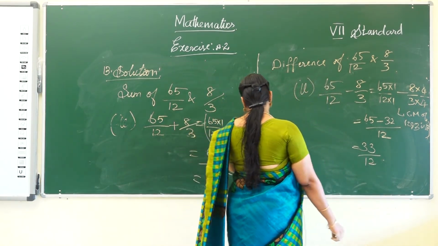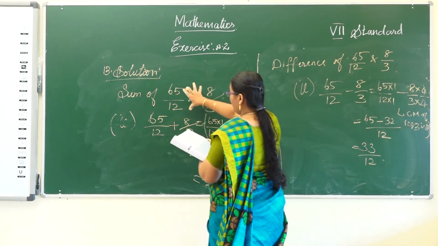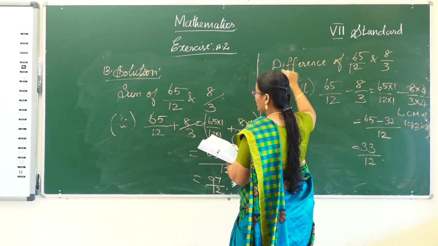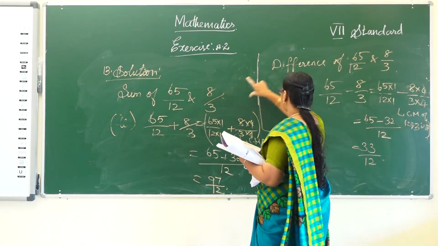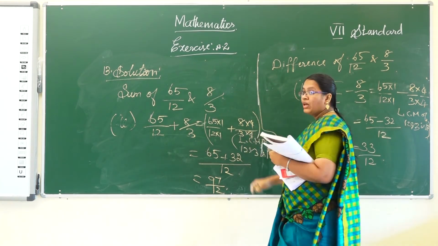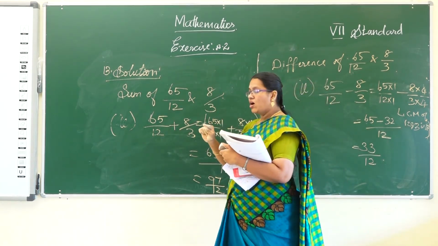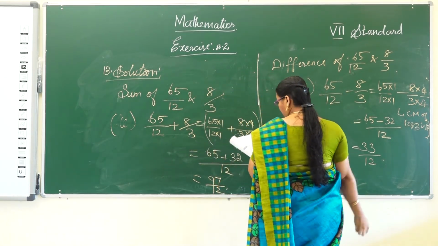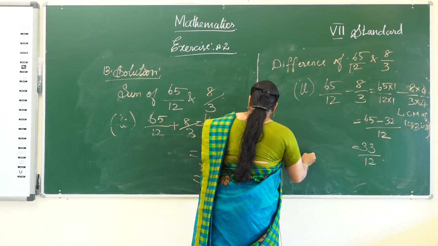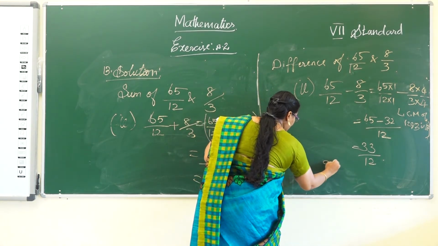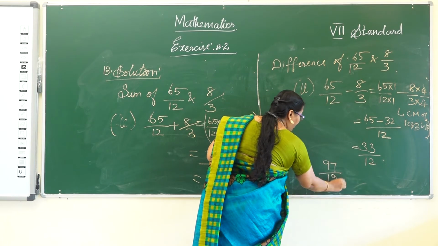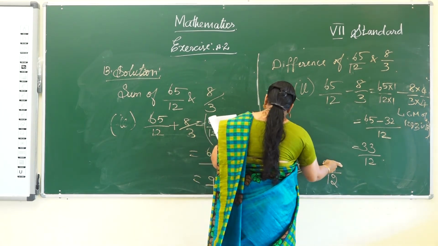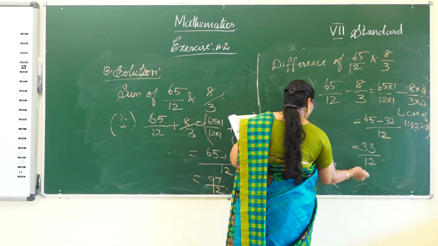Now see the question: divide the sum of the value by their difference. We have first found the sum of the values, next we found the difference value. What has the question given? Divide the sum of the value by their difference, that is what the question says. So what is the value of the sum? 97 by 12. Given, divide the sum of the value by which value?